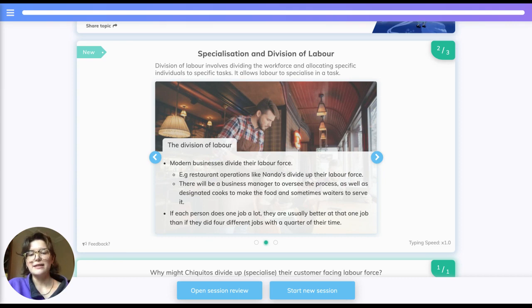Modern businesses divide their labour force. For example, restaurant operations such as Nando's divide up their force into your waitresses and your waiters, and then you have the people in the kitchen who cook the food for you. And then there's also, for example, a business manager who makes sure everyone's doing their specific things well. If each person does one job a lot, they typically become a lot better at it than if they did 4 different jobs with a quarter of their time.